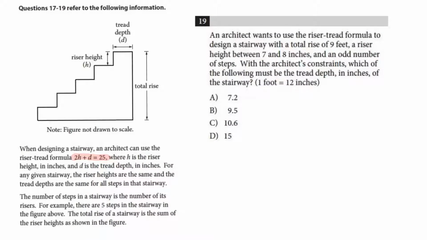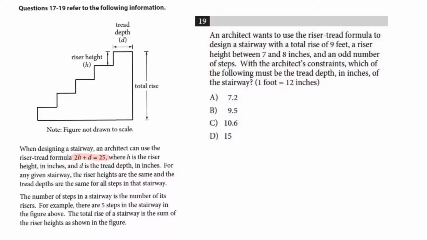Number 19. An architect wants to use the riser tread formula to design a stairway with a total rise of 9 feet, a riser height between 7 and 8 inches, and an odd number of steps. With the architect's constants, which of the following must be the tread depth in inches of the stairway?